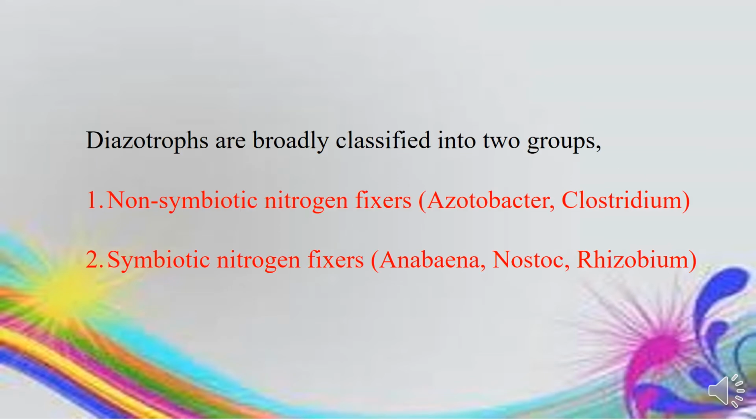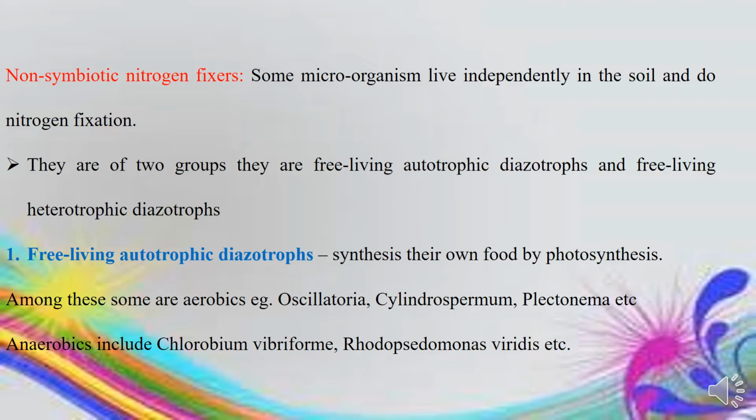Diazotrophs are broadly classified into two groups. One is non-symbiotic nitrogen fixers, example Azotobacter, Clostridium. The other is symbiotic nitrogen fixers, Anabaena, Nostoc, Rhizobium, etc. Non-symbiotic nitrogen fixers: some microorganisms live independently in the soil and do nitrogen fixation. They are of two groups. They are free-living autotrophic diazotrophs and free-living heterotrophic diazotrophs.